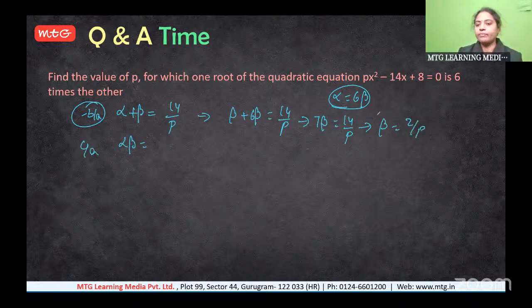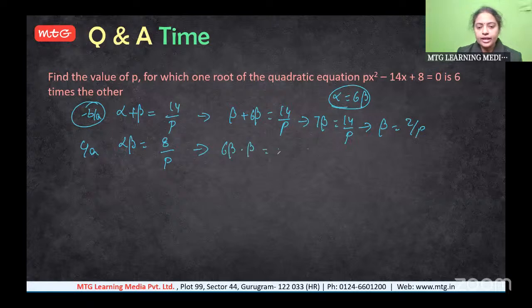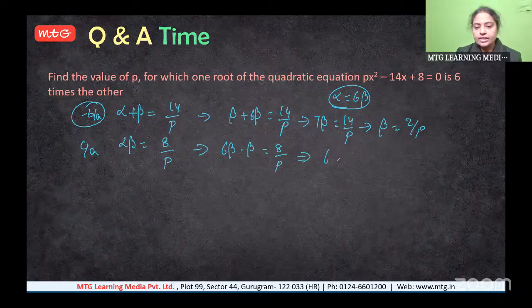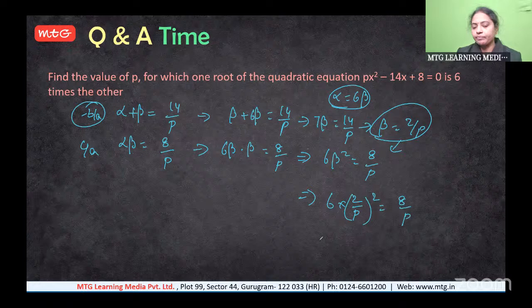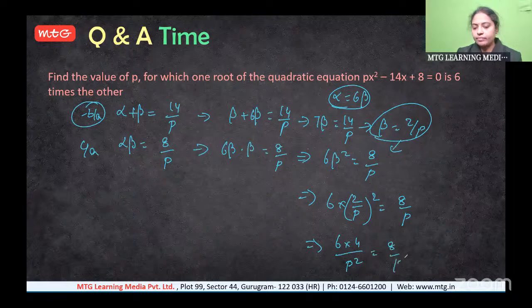Now coming to alpha beta. Alpha beta is c by a. C by a is nothing but 8 by p here. अब हमारे पास जो beta है 2 by p, I will replace here. So alpha is 6 beta into beta is equal to 8 by p. I have here 6 beta square is equal to 8 by p. Now when I replace this beta value in this, what will happen? 6 times 2 by p whole square is equal to 8 by p. On further solving it, I get 6 into 4 by p square is equal to 8 by p. So you can cancel 1 p, you'll be left over with 1. And in the numerator, you have 2 times and 2 being solved with 3. You have ultimately here 3 by p is equal to 1, p equals 3.